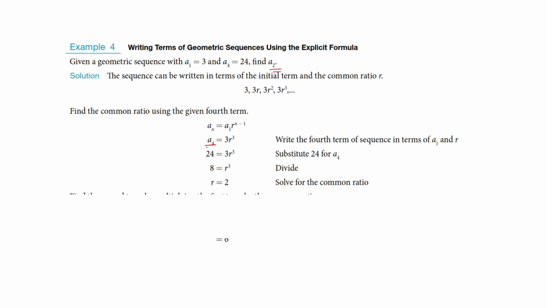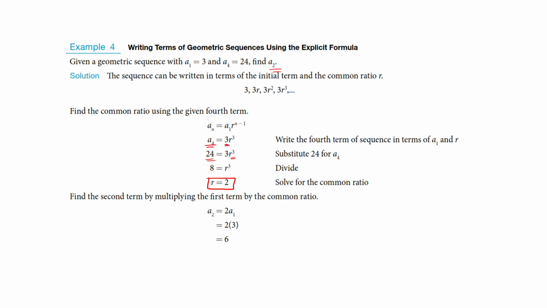So we're going to do a to the 4th would be 3, that initial term, times r to the 4 minus 1. We're looking for the 4th term, so our exponent is 4 minus 1, or r to the 3rd. Now if we just solve this, we've got our 4th iteration, that makes r to the 4 minus 1, or the 3rd power. We can solve this for r, and we get our common ratio is 2.